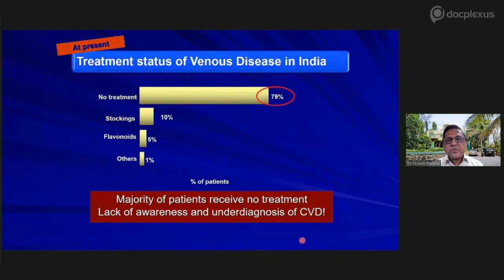Unfortunately, for varicose veins treatment in India, almost 80% receive no treatment at all. Only 10% of diagnosed patients receive stockings. Drug treatment is given only in 5%, and actual definitive treatment, only 1% of patients in this country receive. So you will see that there's a great scope for patients to be treated for varicose veins in this country.